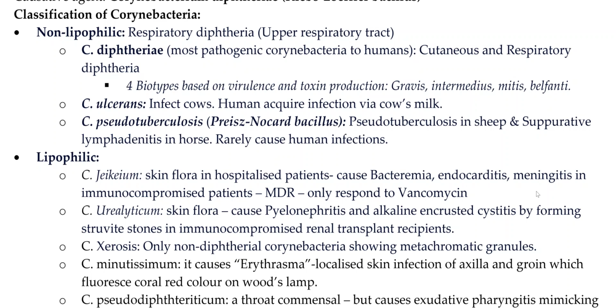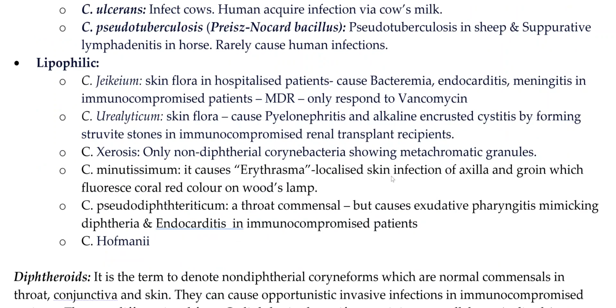Similarly, Corynebacterium pseudotuberculosis, which is also known as Preisz-Nocard bacillus, causes pseudotuberculosis in sheep and suppurative lymphadenitis in dogs, but rarely it can also cause human infection. So these three species, they are non-lipophilic. Rest of the corynebacteria which are significant, they are usually lipophilic.